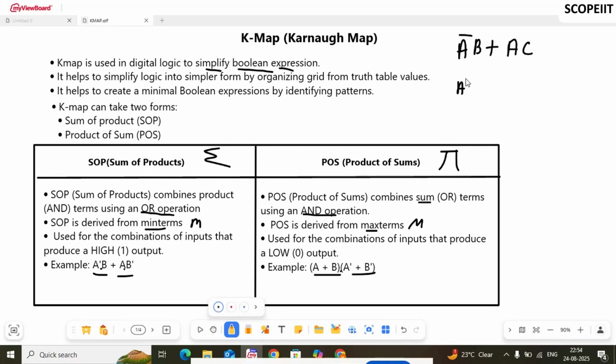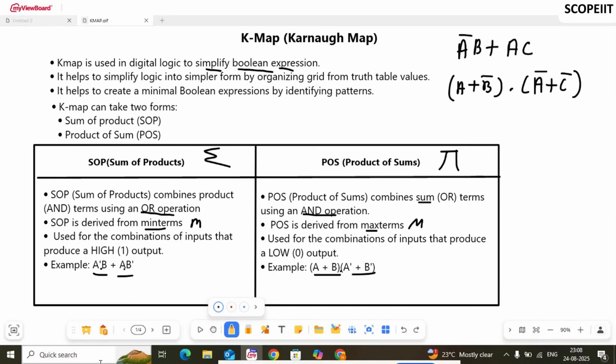So it will be A plus B, written in a bracket. Then the plus will change to dot. Then here we have A, which changes to A bar, and the dot will change to plus, and C will again change to C bar. So this is the way we can convert our SOP to POS.